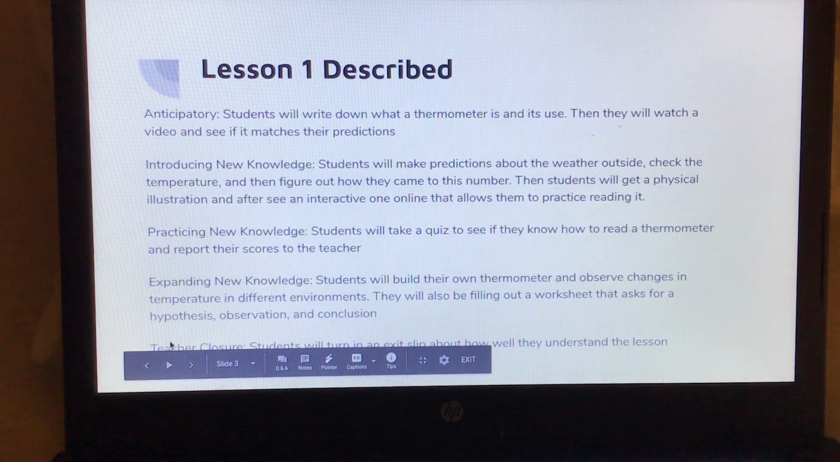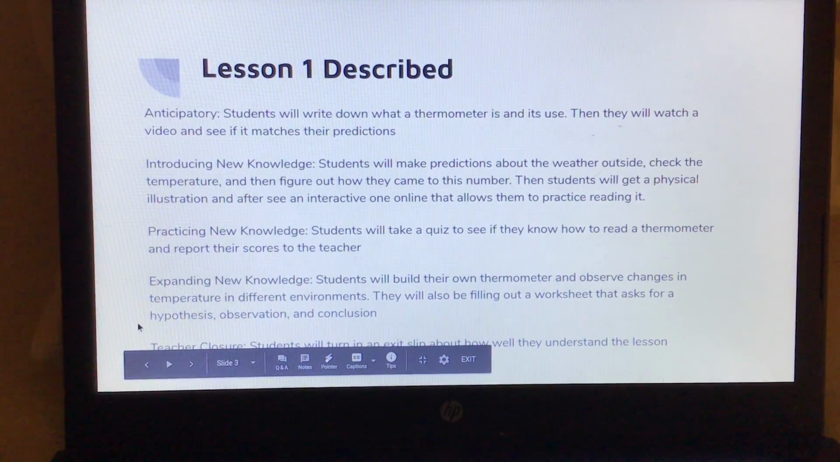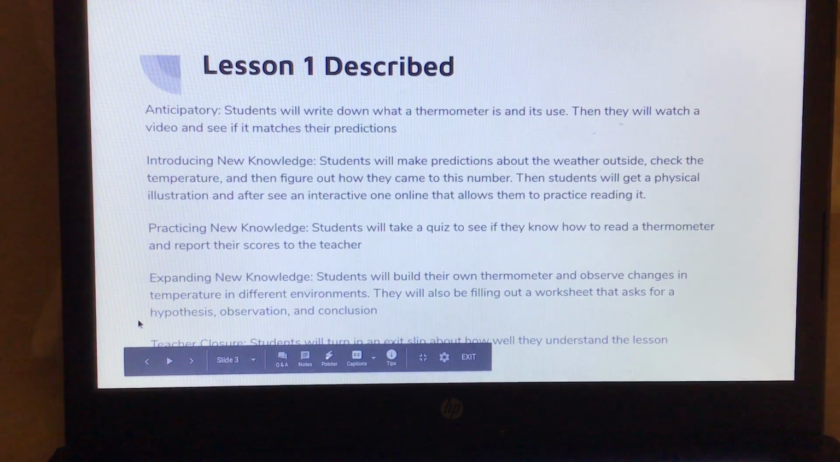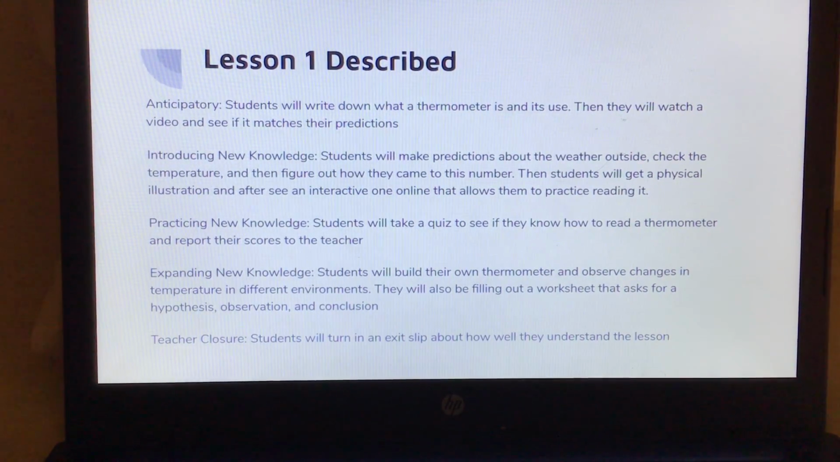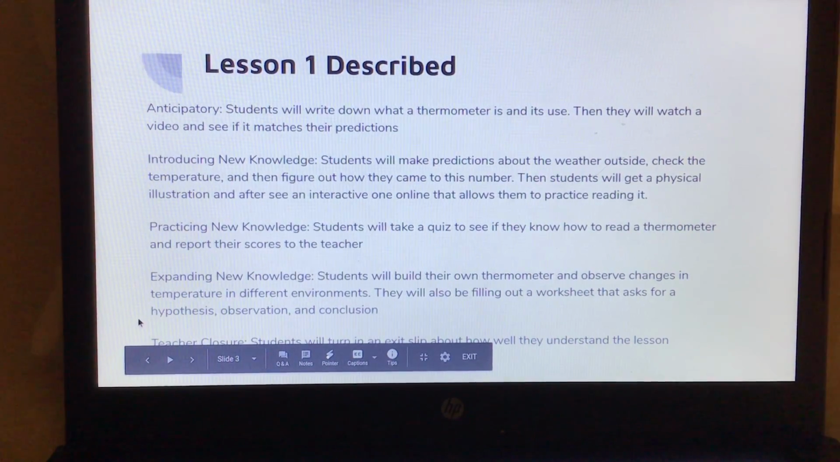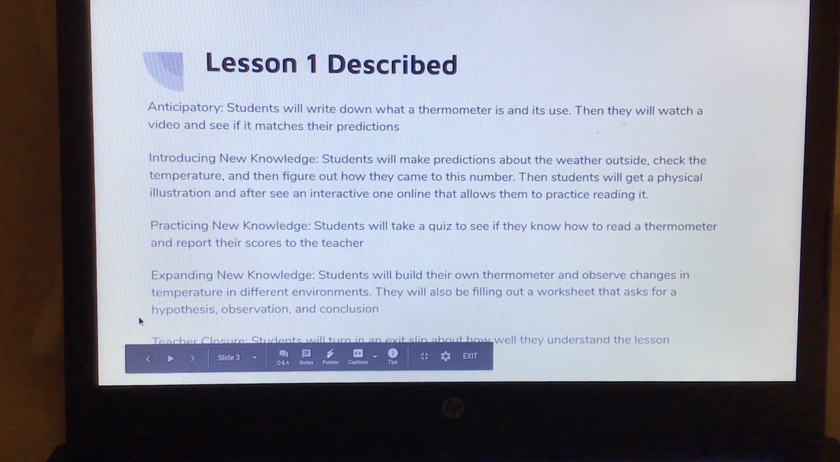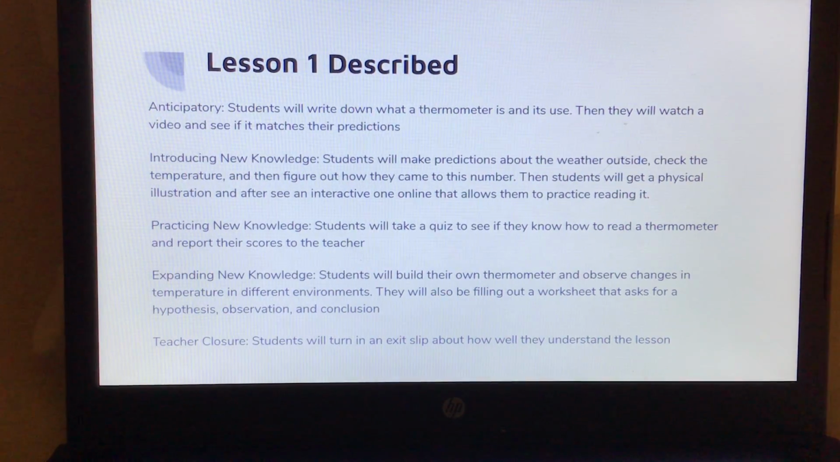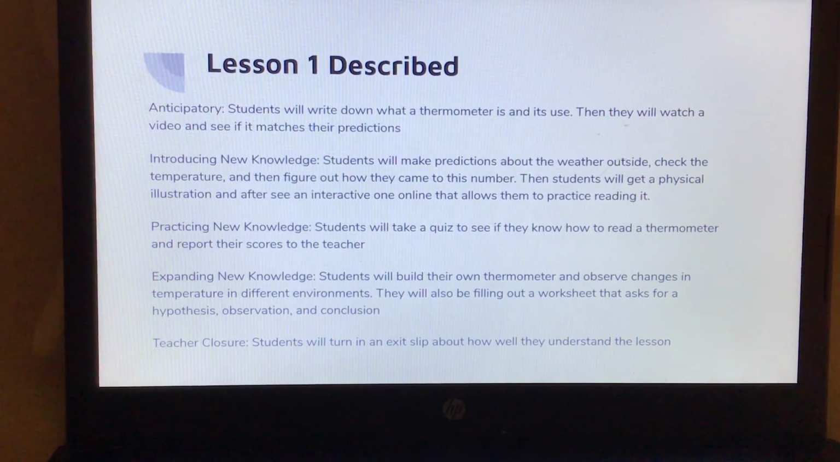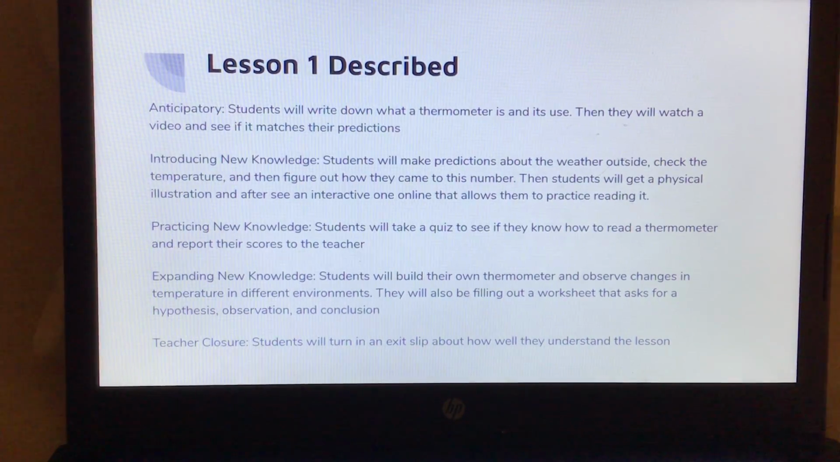And expanding new knowledge, students will build their own thermometer and observe changes in temperature in different environments. They will also be filling out a worksheet that asks for a hypothesis, observation, and conclusion. So students here are doing an experiment where they build their own thermometer and then see if the temperature drops or rises in the classroom or when they go outside.